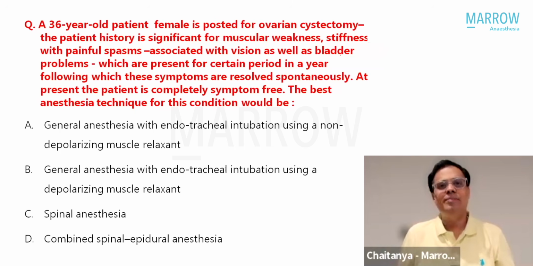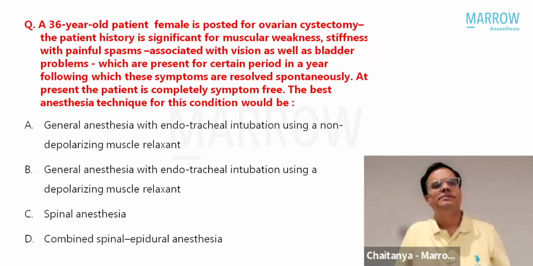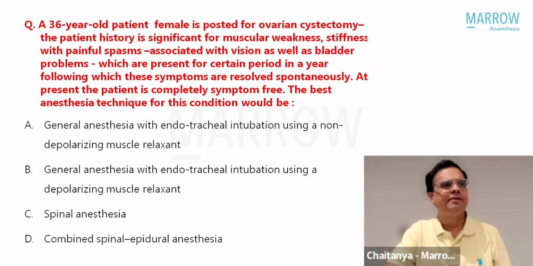So a 36-year-old female is there, posted for cystectomy. She has a past history significant for muscular weakness, stiffness, and painful spasms associated with vision as well as bladder problems, which are present for a certain period of time. Right now, she is asymptomatic. Chat disabled? I don't want to answer, I just want to know what the diagnosis is.